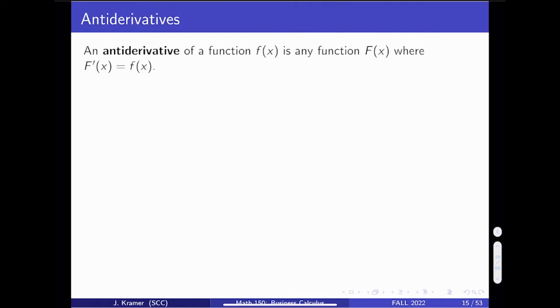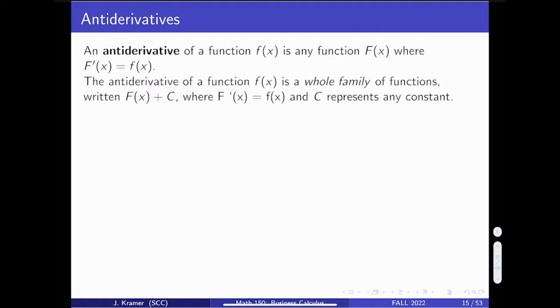An antiderivative of a function f of x is any function capital F of x where F prime of x equals f of x. The antiderivative of a function is a whole family of functions written F of x plus c, where F prime of x equals f of x and c represents any constant. That's because if you take the derivative of c, it goes to 0, so you have a family of functions that would satisfy being the antiderivative of a function.